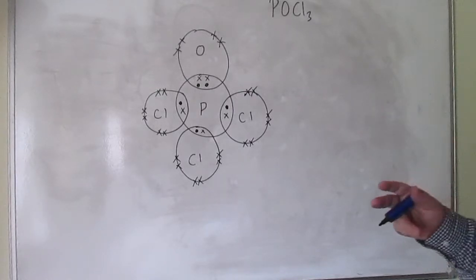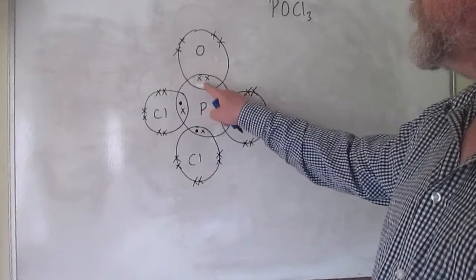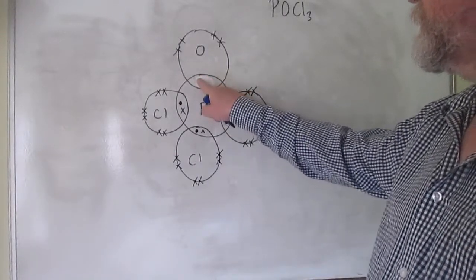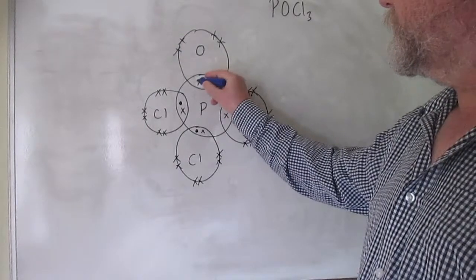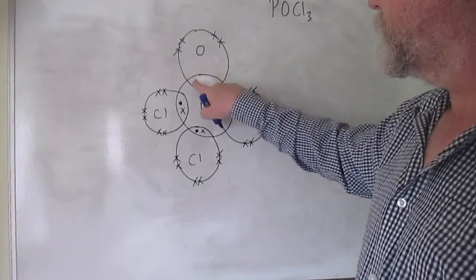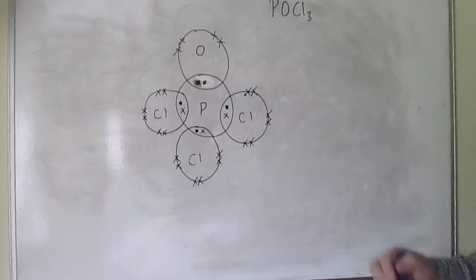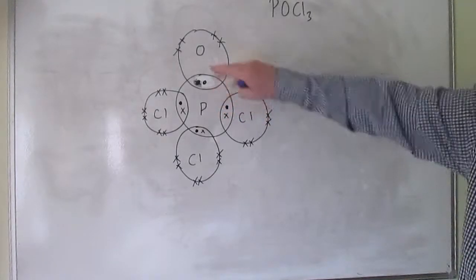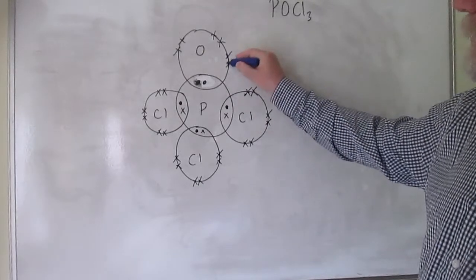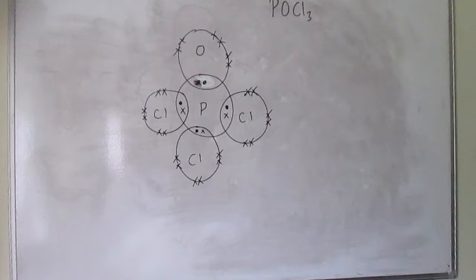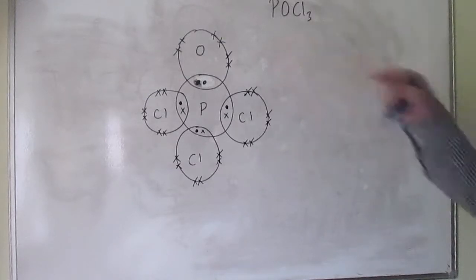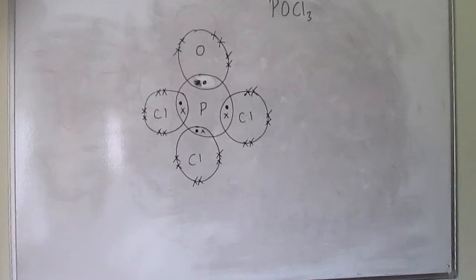You could, as an alternative, just put a dative covalent bond there in which the phosphorus is donating a pair of electrons to the oxygen, and that would leave an oxygen then with an extra lone pair like that. And that also works because the phosphorus now has 8 in its outer shell, and I think they would have to accept that as well. So either of those would do.